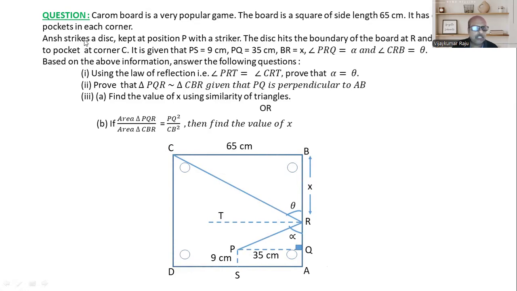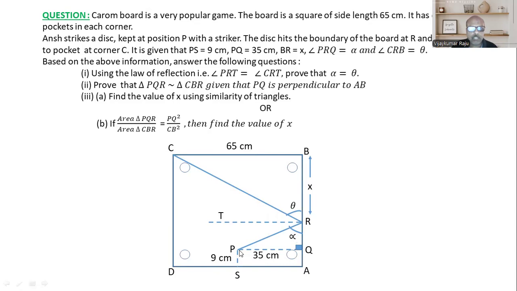So Ansh strikes the disc kept at position P. That means the striker is here, and from here he strikes the disc. The disc hits the boundary of the board at point R and goes straight into the corner pocket, to the corner C. It is given that PS is 9 centimeters. This length is 9 centimeters. PQ is 35 centimeters. BR is x.